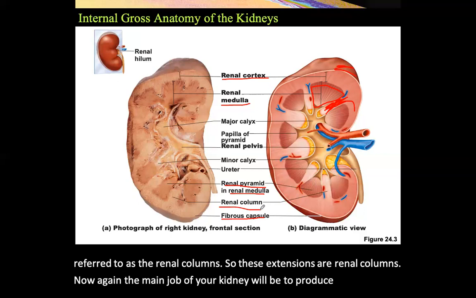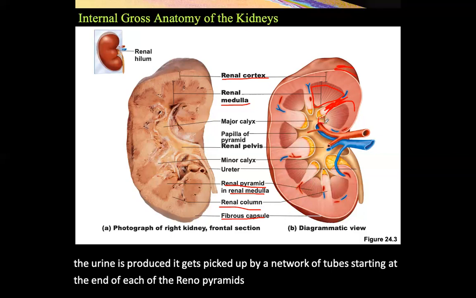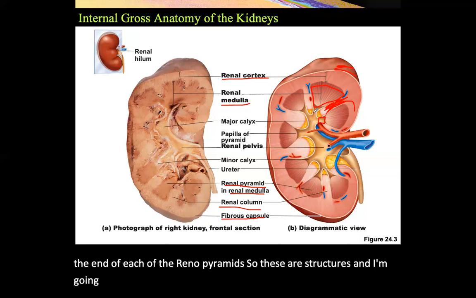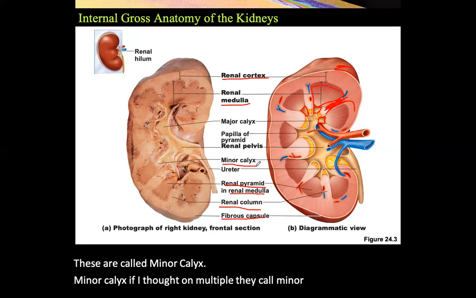So when the urine is produced, it gets picked up by a network of tubes starting at the end of each of the renal pyramids. These structures, and I'm going to surround them, these beginning parts right here, are called minor calyx. Minor calyx. If we talk about multiple, they're called minor calyces, with C-E-S instead of an X.